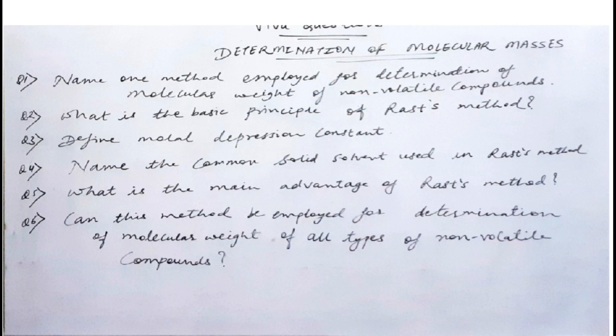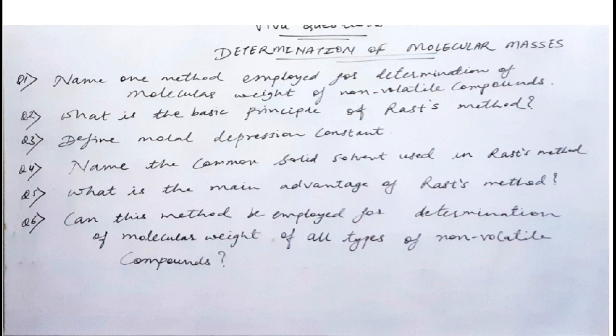On the same track, see the next question: define molar depression constant, that is Kf. It is the depression in freezing point of 1 molar solution in the solvent. Or in the other way, you can understand it like this: it is the depression in freezing point which is produced by dissolving 1 gram mole of the solute in 1000 gram of the solvent.